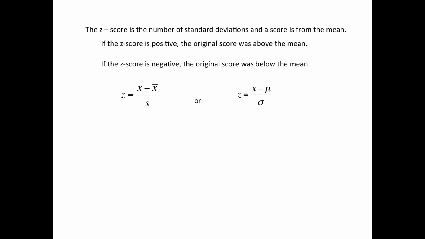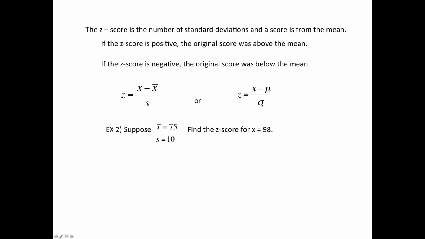So here's the formula for the Z-score. These two are the same thing. It's just that you might have the sample information, sample mean and sample standard deviation, or you have the whole population mean and the whole population standard deviation. Either way, it's the given score minus the mean divided by the standard deviation.